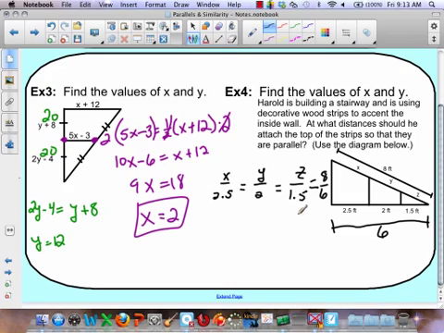So what is 8 over 6? 4 thirds. That's all we're doing. So x over 2.5 is 4 thirds. Y over 2 is 4 thirds. And z over 1.5 is 4 thirds. And all you have to do is solve for x, y, and z.